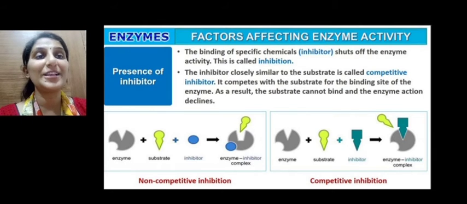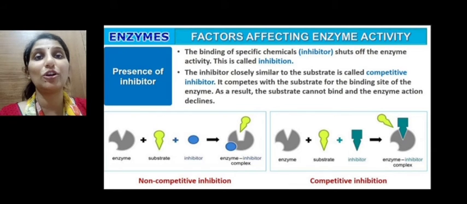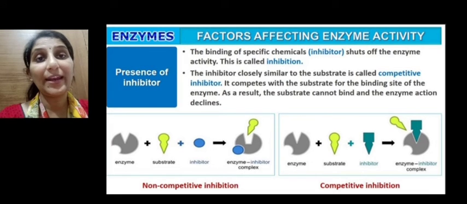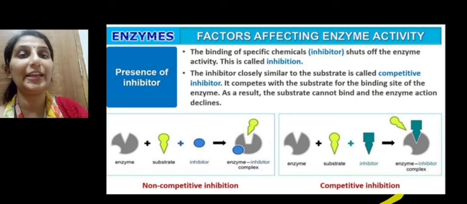The binding of specific chemicals, that is inhibitors, shuts off the enzyme activity. This is called inhibition. That is, the activity of the enzyme is blocked in the presence of inhibitors. There are two types of inhibition: non-competitive inhibition and competitive inhibition.